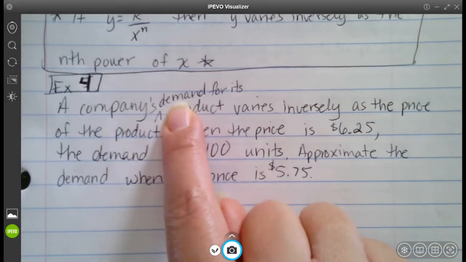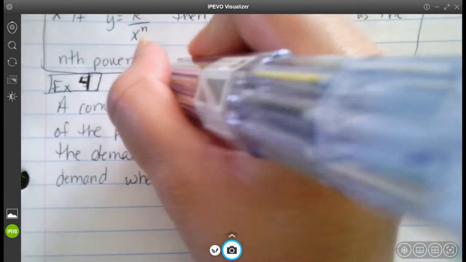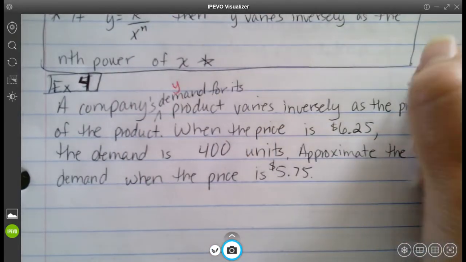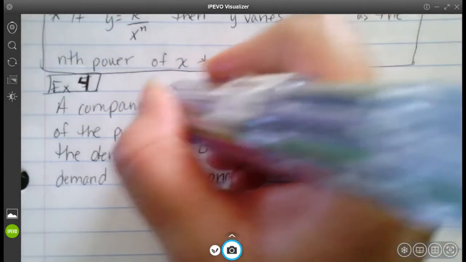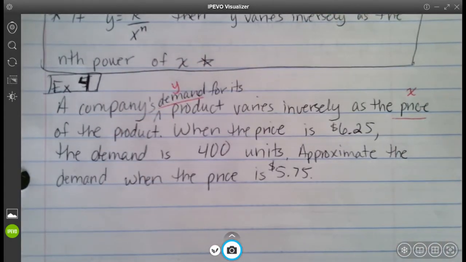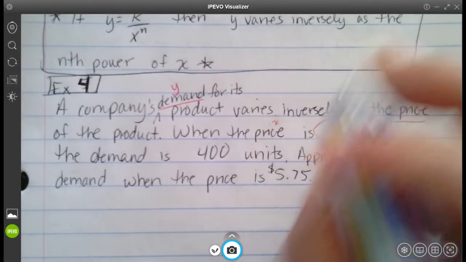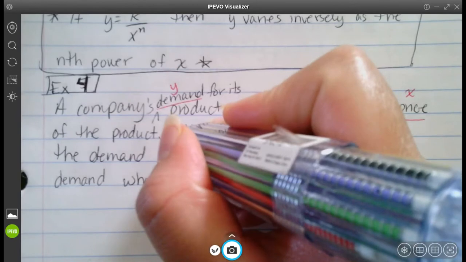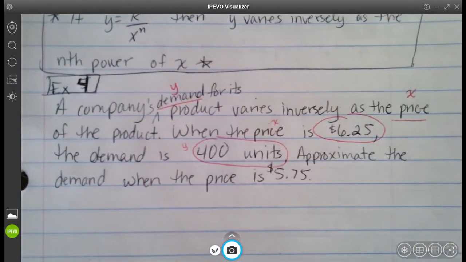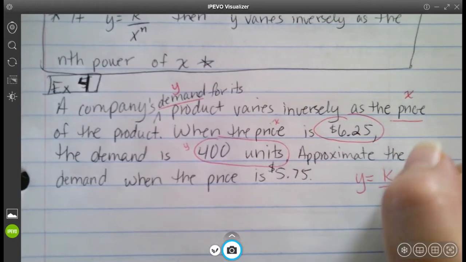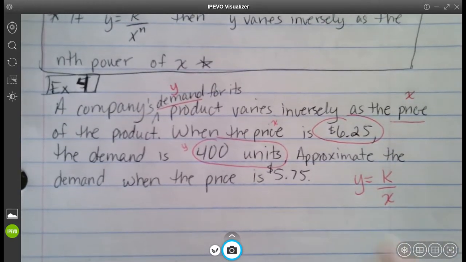So the demand would be like our y, and the price of the product would be our x. Demand and the price. Usually you can get it from the first sentence. When the price is $6.25, the demand is 400 units. Approximate the demand when the price is $5.75. So here we have another example. The price is $6.25. Remember, price is going to be our x, and the demand is 400 units, so that's our y. Let's keep that in mind. We're going to write out, just like we did before, our inverse variation formula, so to speak.